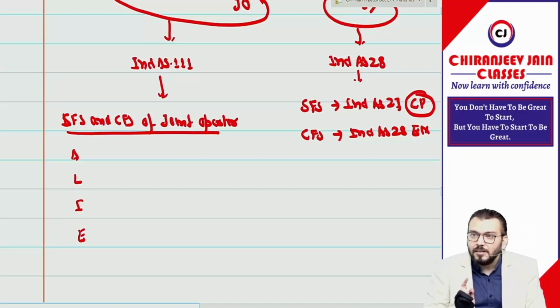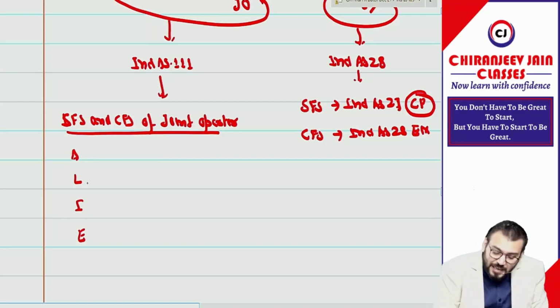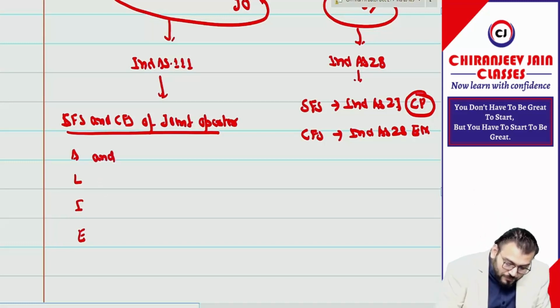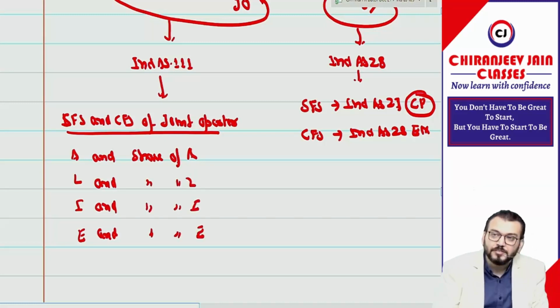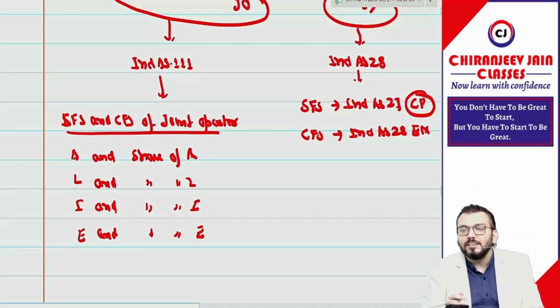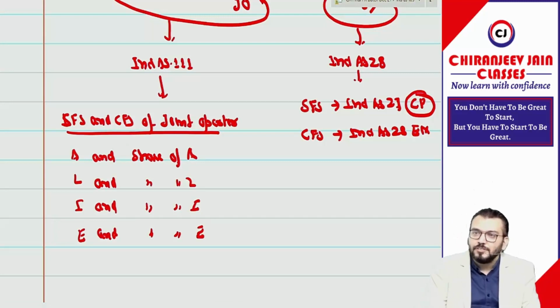Chalega? So, its asset, its liability, its income, its expense, and what? Its share of asset, share of liability, share of income, and share of expense, which are jointly held or jointly incurred. Understood? Have you understood this point? This is Ind AS 111.